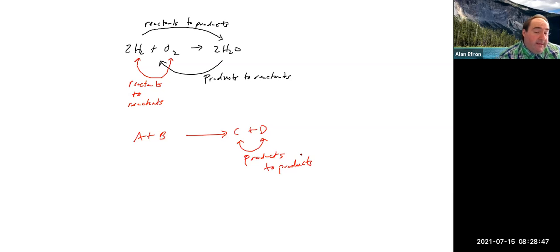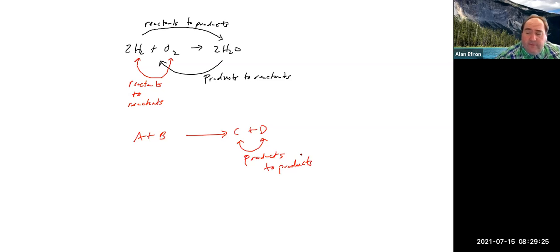So for example, if I knew how much of one product I produced, I then could use stoichiometry to figure out how much of the other product would be produced. Same thing with the reactant. If I know how much of one reactant I need to put in there, I could use stoichiometry to figure out how much of the other reactant I need. So you can use stoichiometry, I call it across the arrow, going from reactants to products or products to reactants. You can also use stoichiometry on the same side of the arrow, a reactant to reactant relationship or product to product relationship.